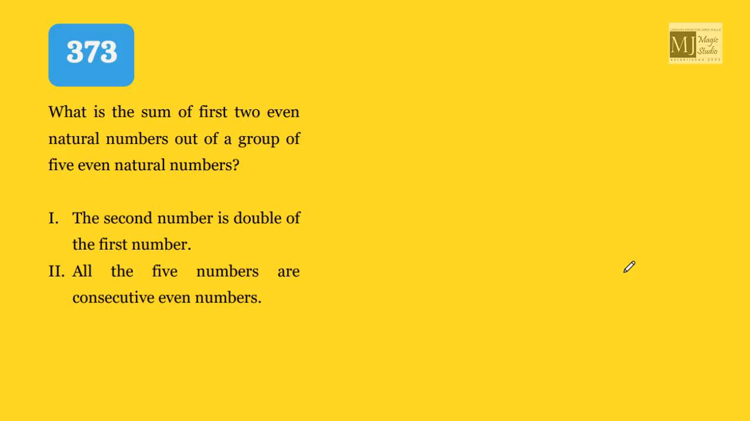What is the sum of the first two even natural numbers out of a group of 5 even natural numbers? I have 5 even numbers. I need to find the sum of the first two even natural numbers in this group. Statement 1. The second number is double the first one. Okay. So from here we get x, this is 2x. But again, we don't know anything about these three. How can we give the answer for x plus 2x?